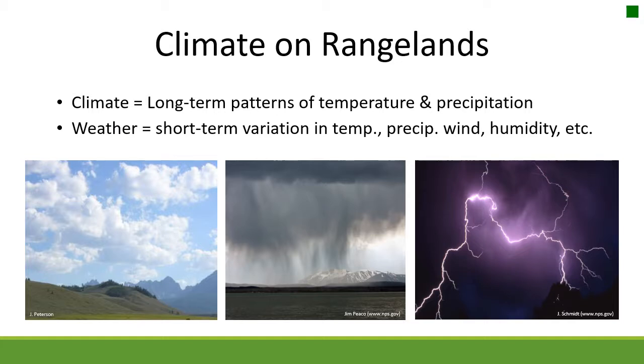So, quick difference between climate and weather. Climate is long-term patterns of temperature and precipitation, whereas weather is short-term variations in temperature, precipitation, wind, humidity, etc. Climate can be thought of as more regional or global, whereas weather can maybe be a little bit smaller scale, more local. Not exactly, but pretty close.